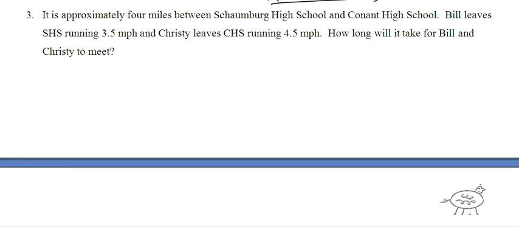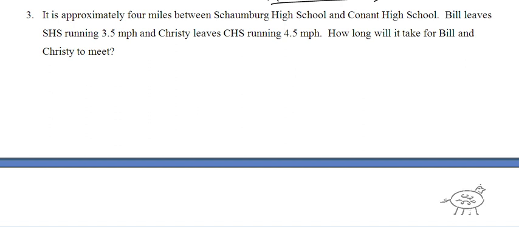Okay, number 3. It is approximately 4 miles between Schaumburg High School, boo, and Conant High School, yay. Bill leaves Schaumburg running at 3.5 miles per hour, and Christy leaves Conant running at 4.5 miles per hour. How long will it take for Bill and Christy to meet?